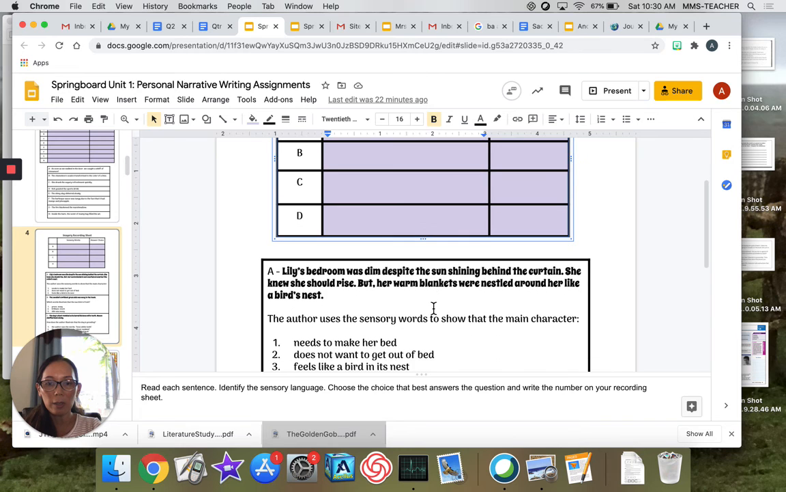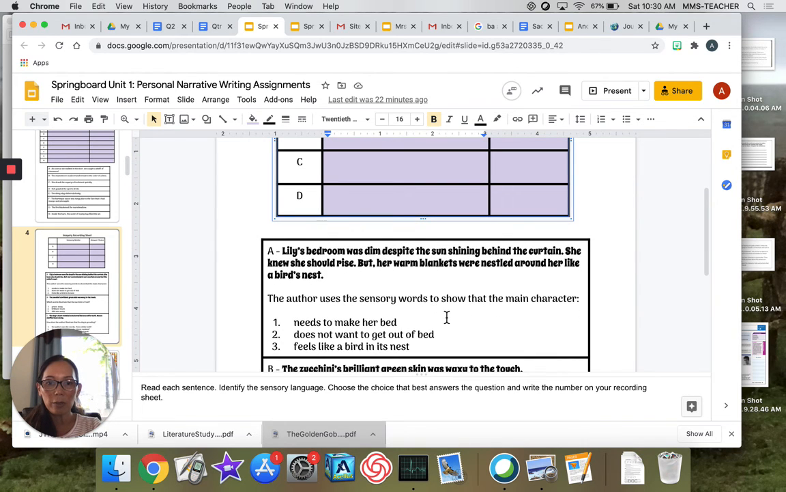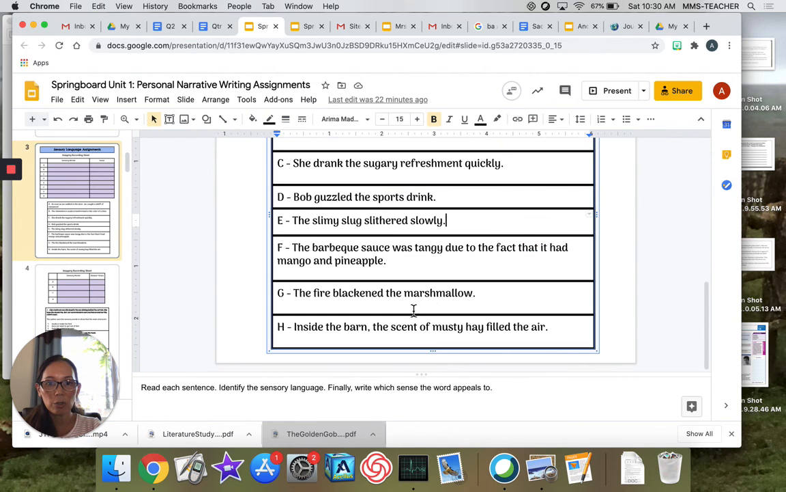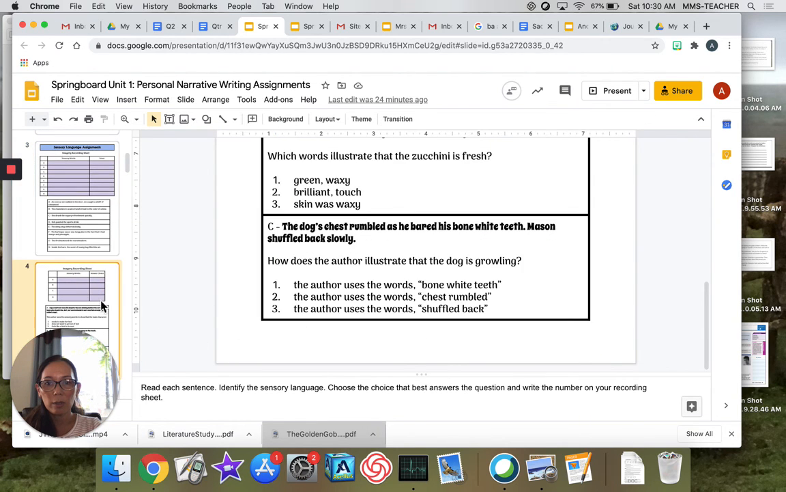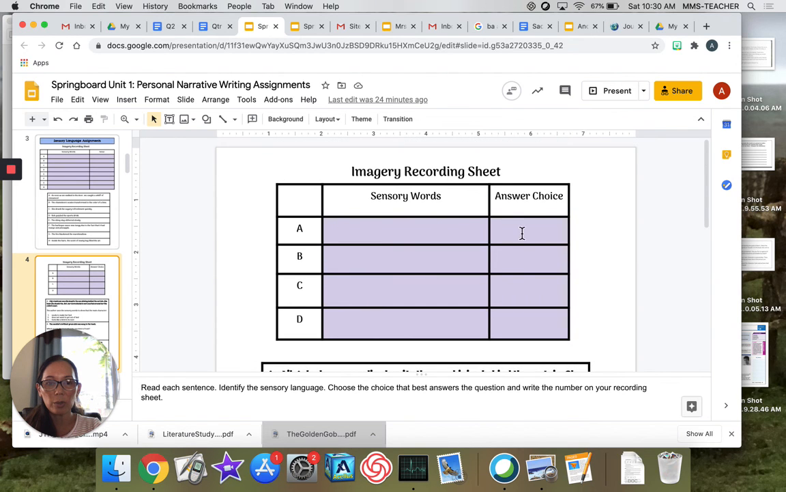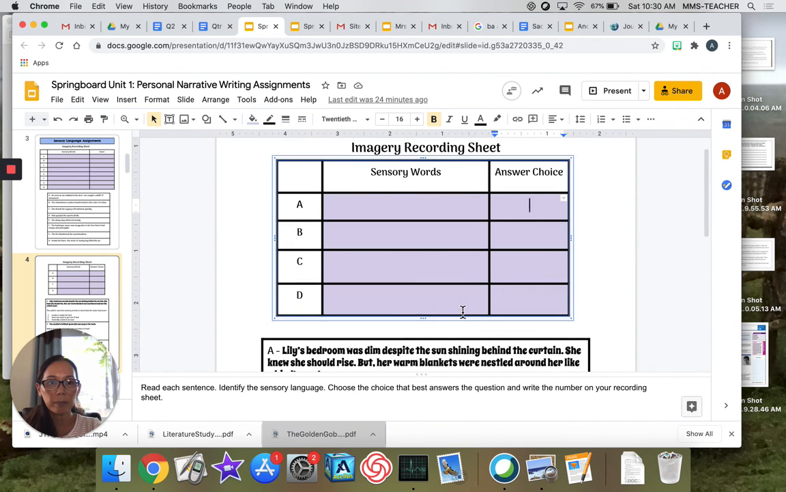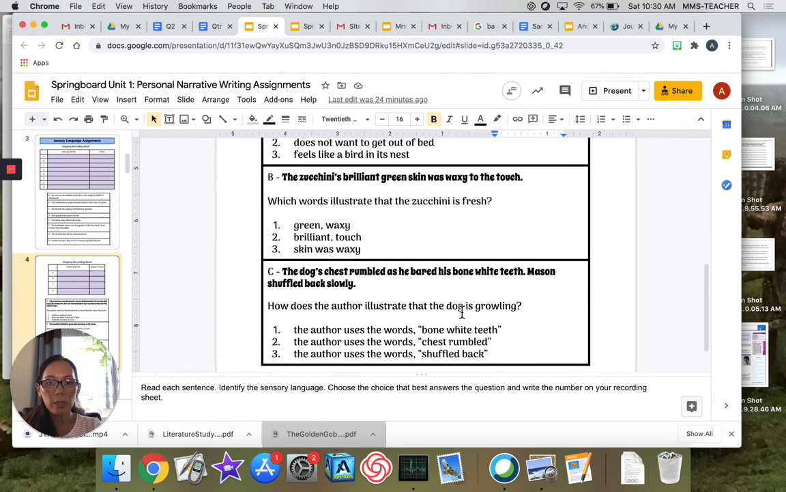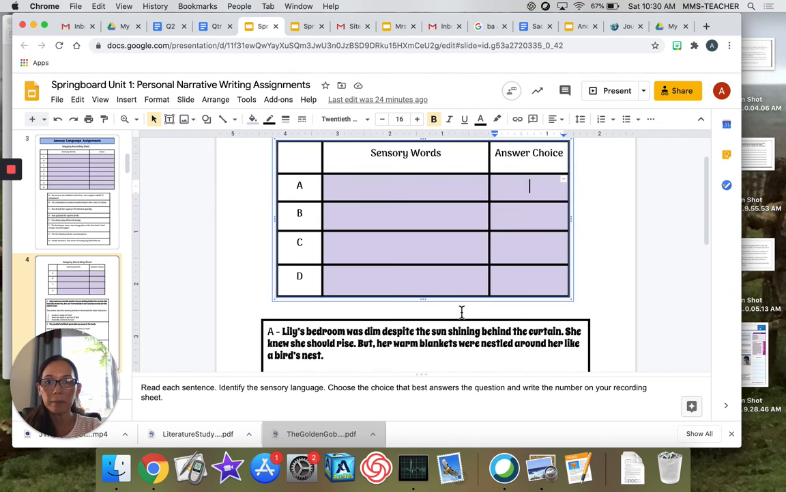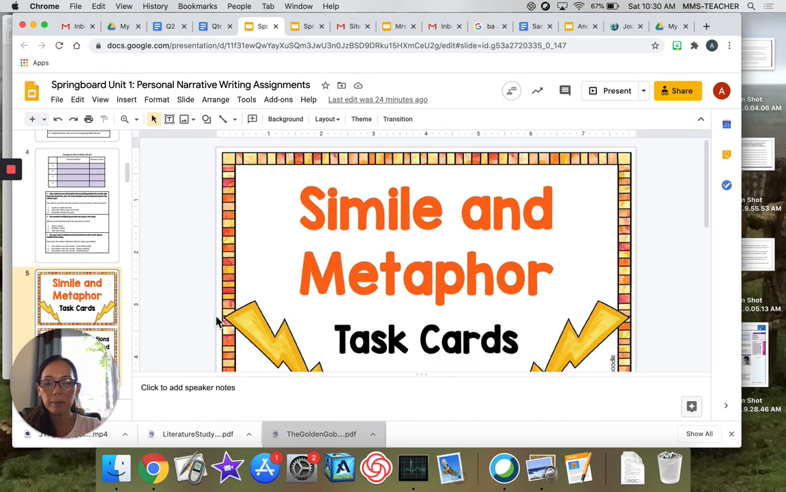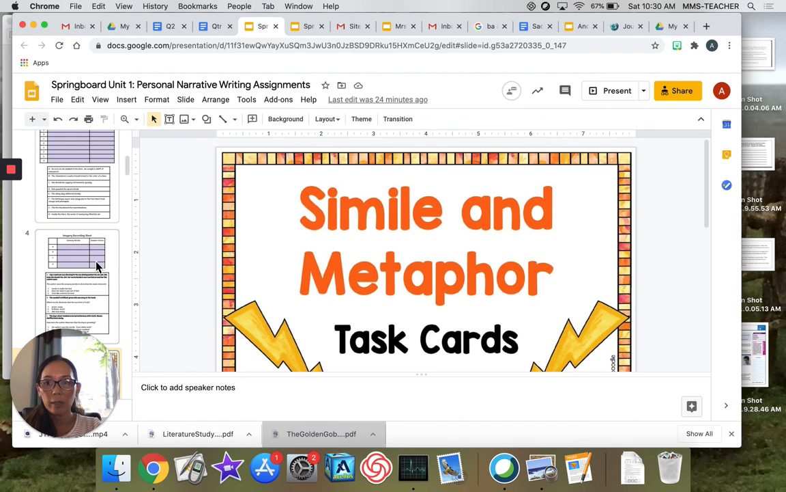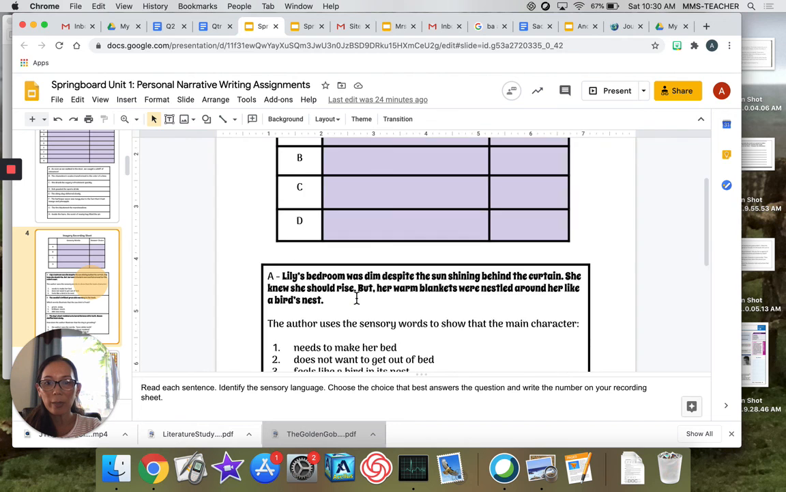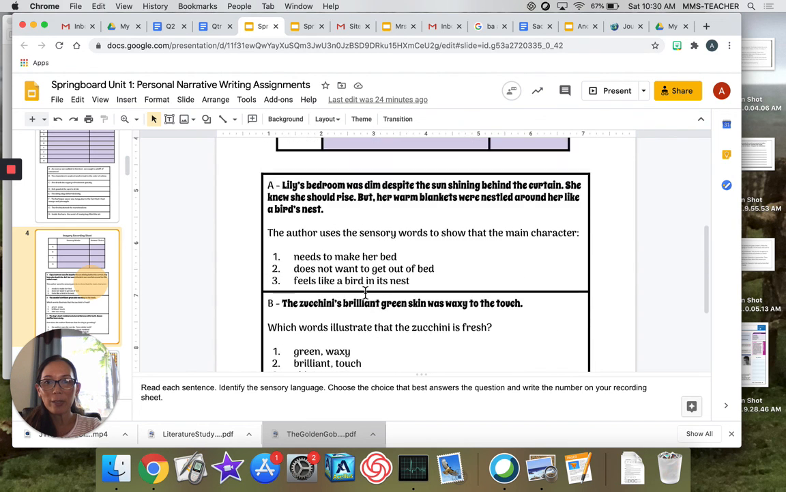Then you're going to read the question here. The author uses sensory words to show that the main character, and you need to decide, is it 1, 2, or 3? And put your answer choice. Your answer choice goes in this column right here. Okay, so you're going to do that for sentence B and C, and D. Where's D? Okay, there's no D, so I will take away this column right here.